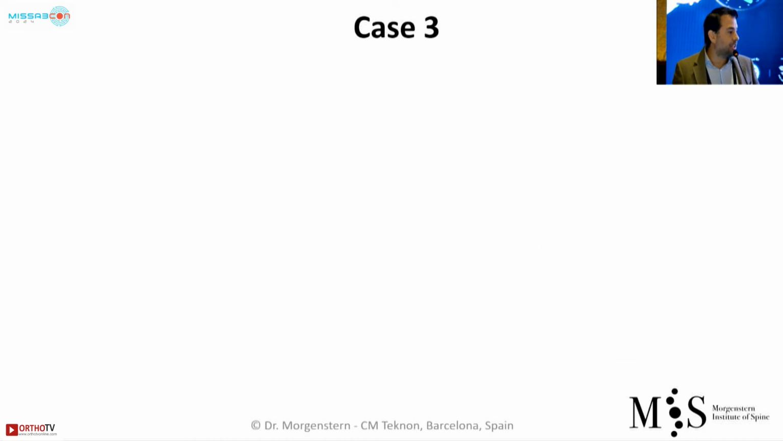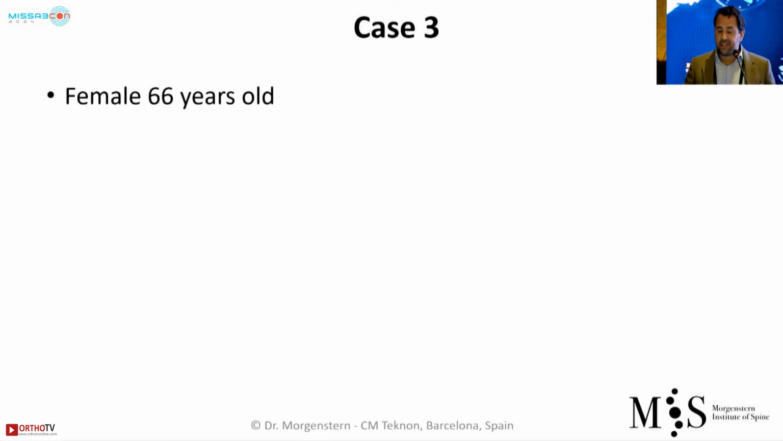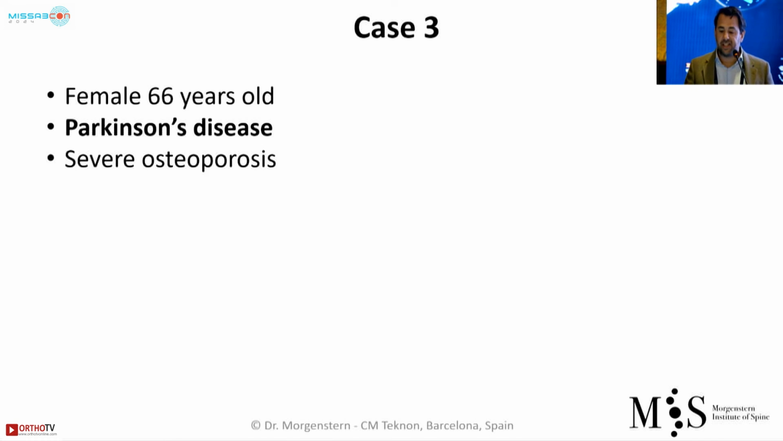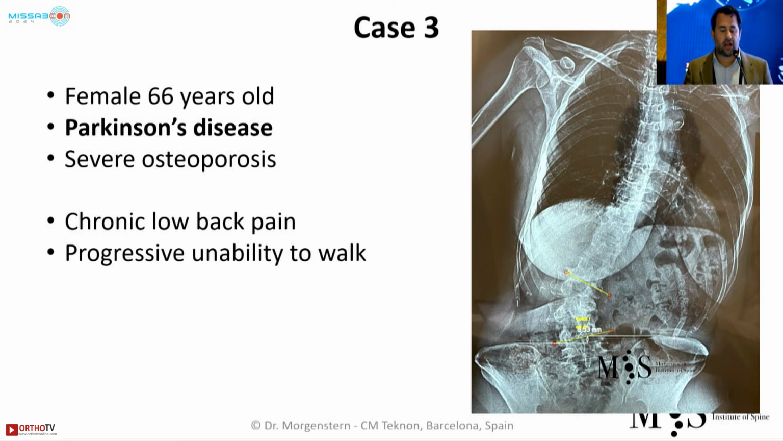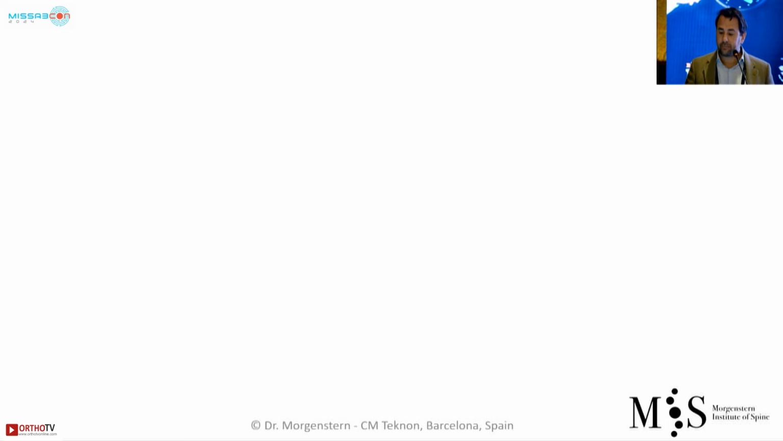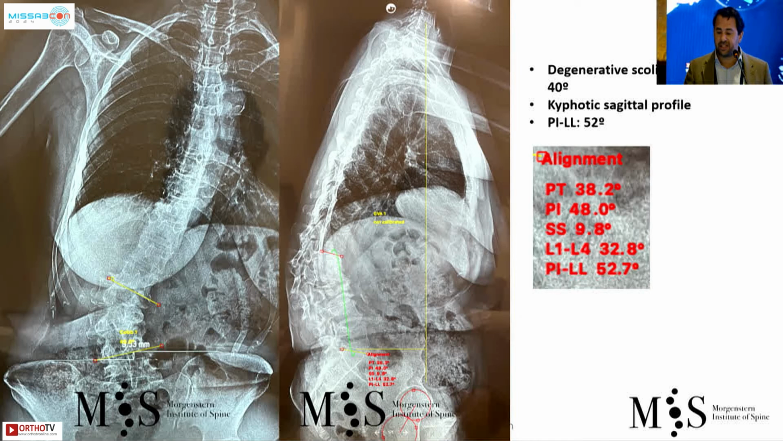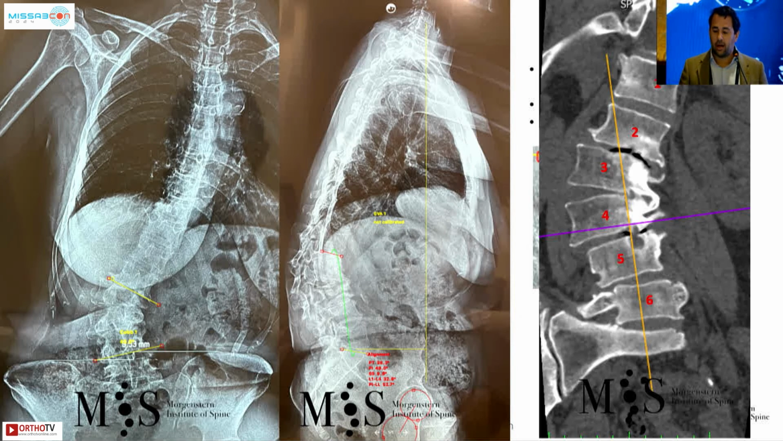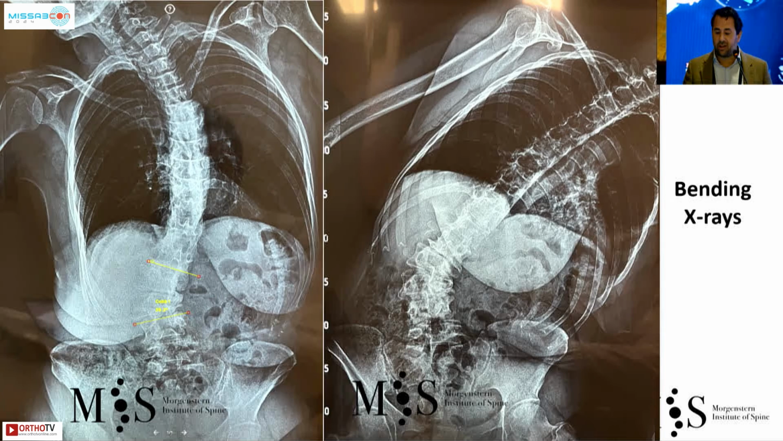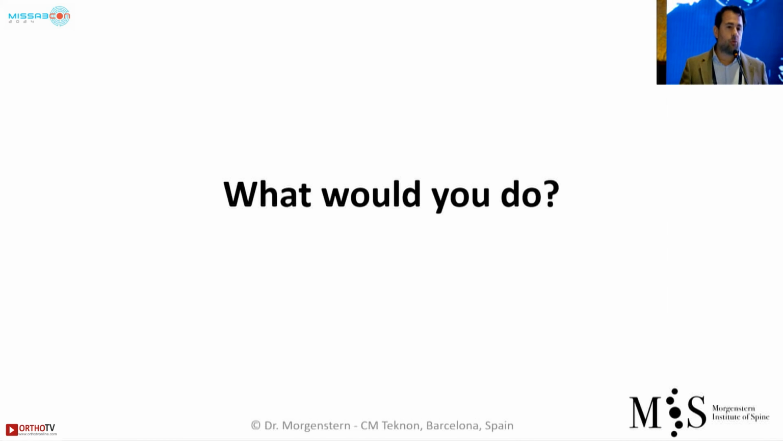So my last case, and this is how I finish: 66 years old, Parkinson's disease, very severe osteoporosis, and she was almost unable to walk, 45 degrees of coronal misalignment. And you can see sagittally, also lumbar kyphosis, very high mismatch in PI and lumbar lordosis. You can see also fusion laterally of the segments. And these are the bending x-rays. And the question is, what would you do?